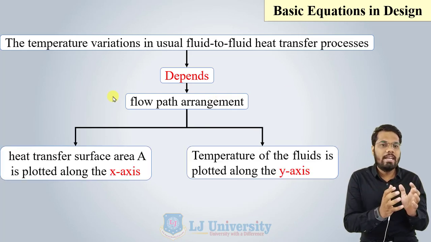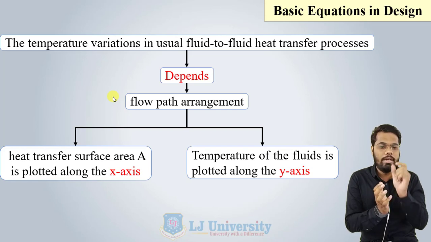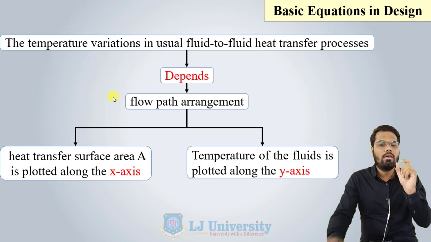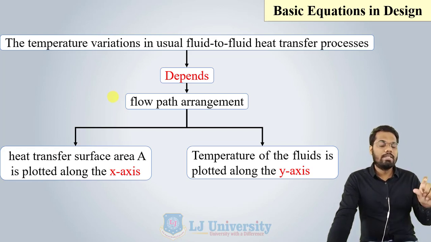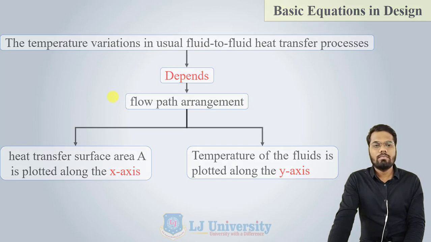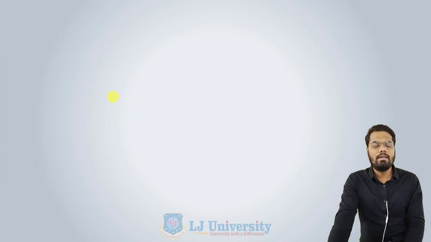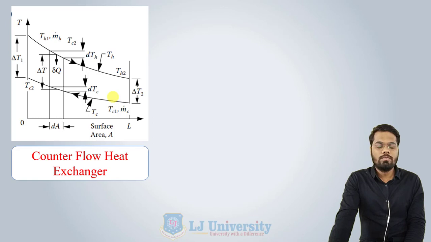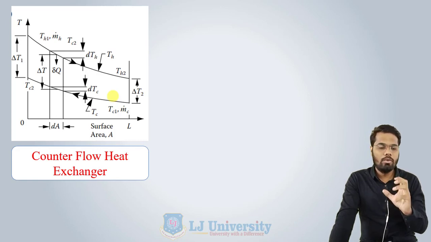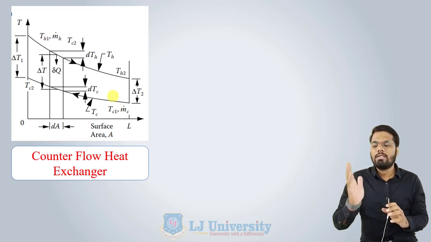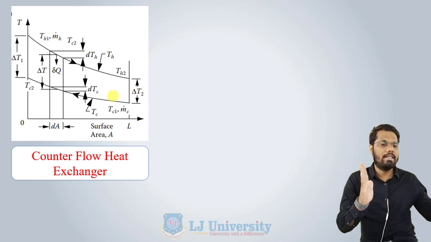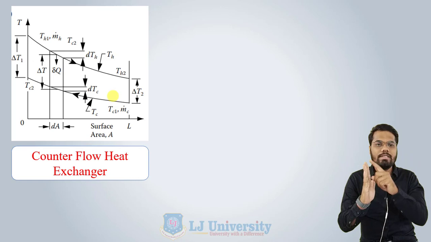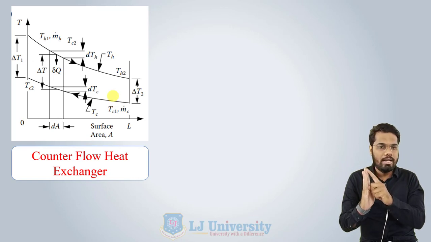So for the design, the first step is to draw the x and y axes, plotting the surface area on the x axis and the temperature on the y axis. Let's understand this by example. Suppose we have a counter flow heat exchanger. We know that in a counter flow heat exchanger, suppose the hot fluid enters from the left side and exits at the right hand side. So the temperature at the inlet is going to be TH1.